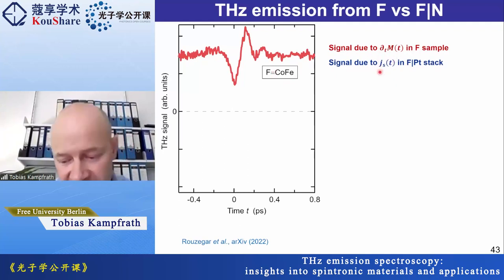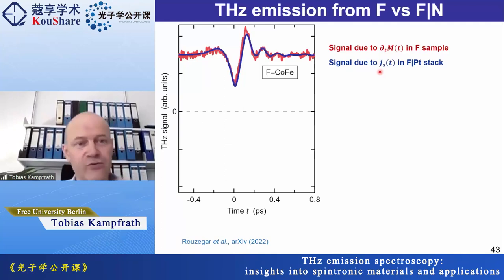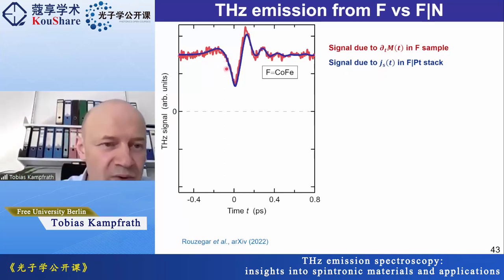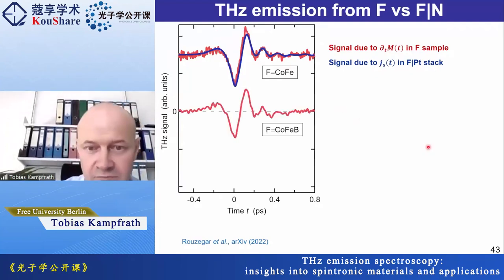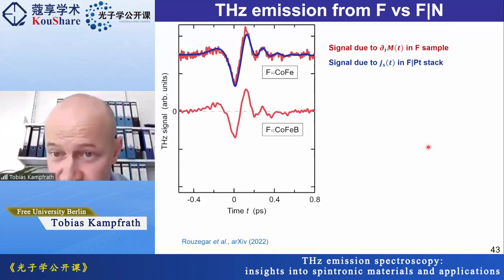So now let's put platinum on top of the cobalt iron and look at the signal that arises from the ultrafast spin current. And this is the blue waveform here. And you see, well, this blue waveform has almost identical dynamics like the red waveform here. Interesting. But maybe this is just a coincidence.